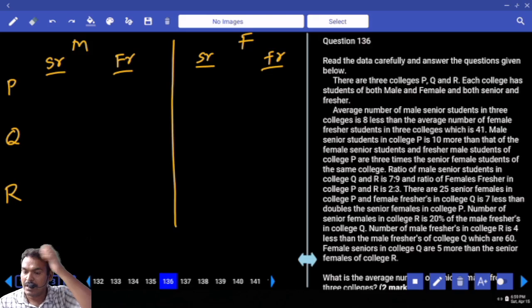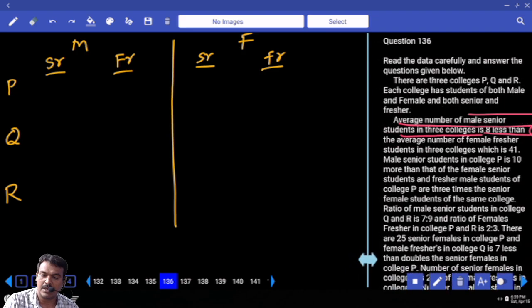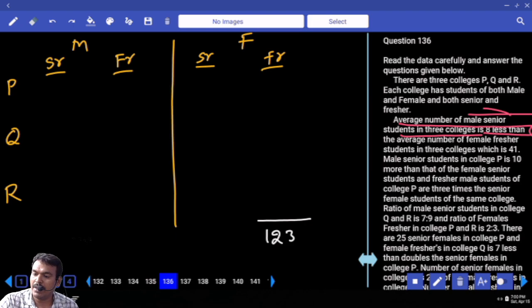What is the first point? Average number of male senior students in 3 colleges is 8 less than the average number of female fresher students in 3 colleges, which is how much? 41. Female fresher average value is how much? 41. Female fresher average 41 means sum will be how much? 123, yes or no? Next, male senior students average 8 less than which one? 41, right? 8 less means it will be 33. Average 33 means sum will be 99. Male senior members is how much? 99.